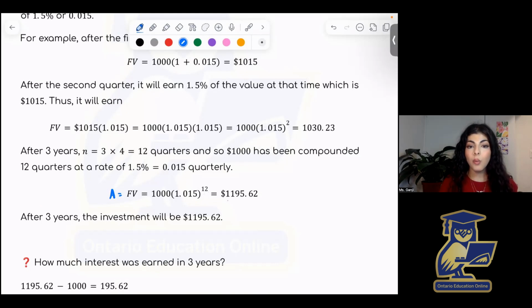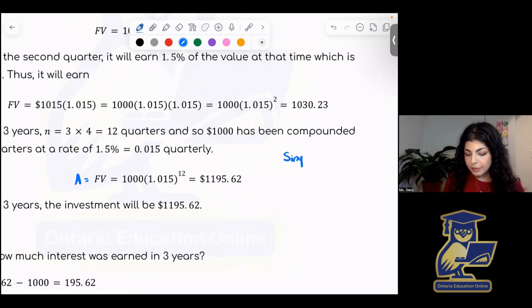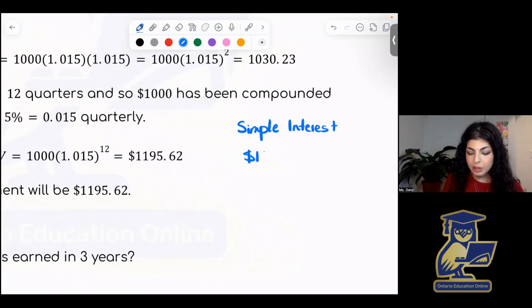And here we get $1,195.62. So after 3 years, the investment will be $1,195.62. So I'll actually do the comparison for simple interest for you. So again, remember if it's simple interest, we already calculated that we would be getting $15 per quarter, but that $15, which was calculated based on the principal value, is not going to change.